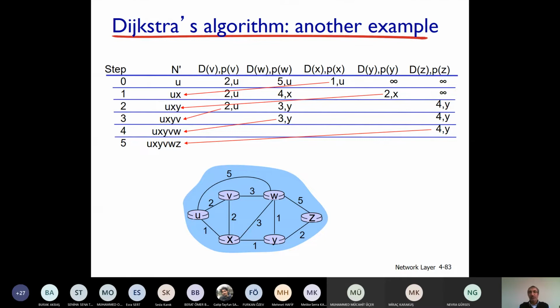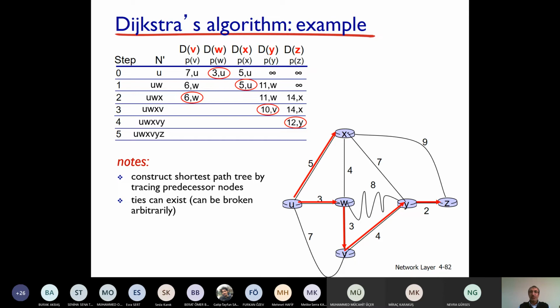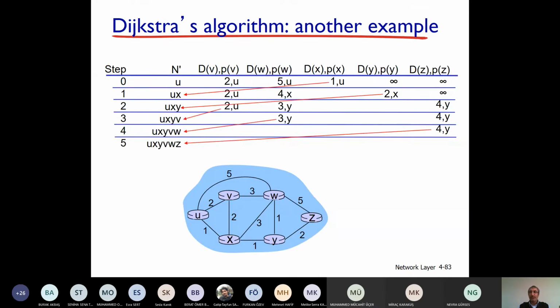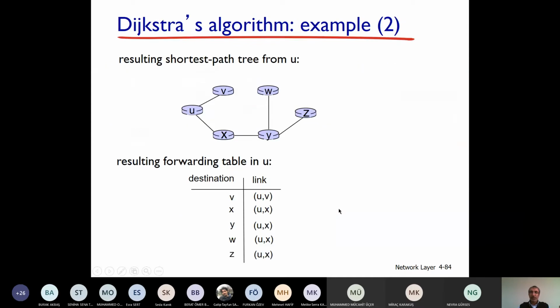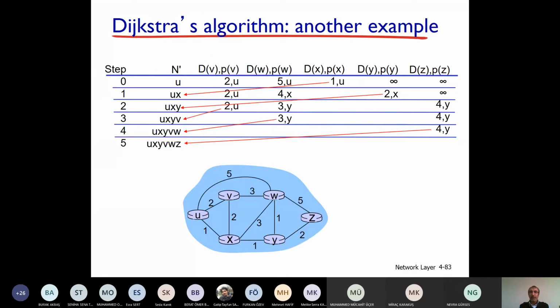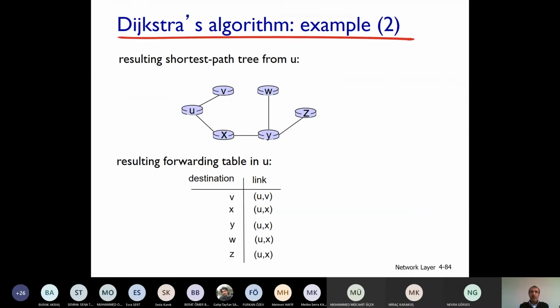In order to construct the shortest path tree, based on the predecessor nodes, remember from the previous step, by tracing the predecessor nodes we construct the shortest path tree. So the first one is Z, of course, and then the next one is W. As you see, Z is connected to Y, W is connected to Y, and so by tracing the predecessor nodes, we construct the shortest path tree from U, as you see from here.